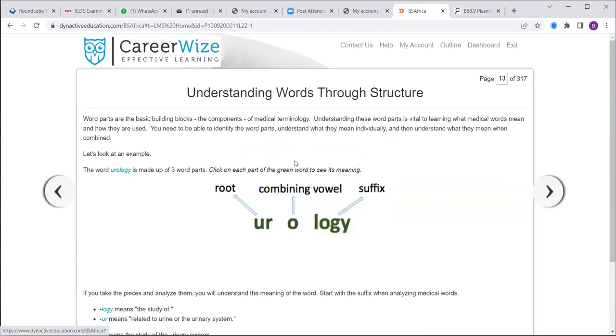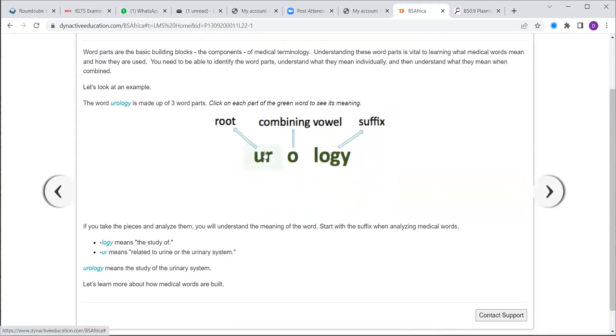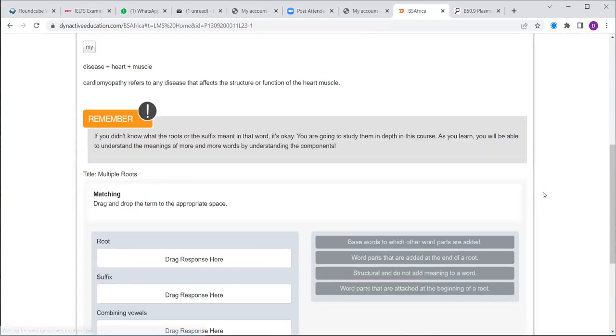Urology. Anywhere you see uro, it means urinary system or urine. And then O is a combining vowel. Logy means the study of. So urology simply means the study of the urinary system.